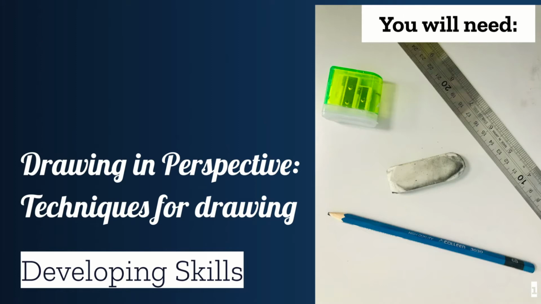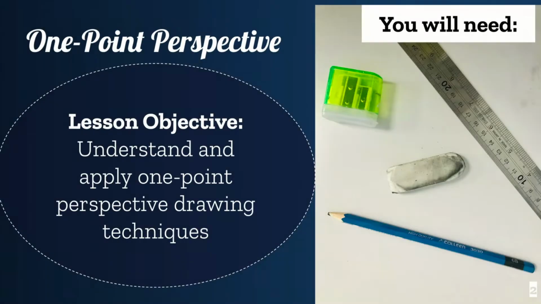Today we're going to be learning one-point perspective. Hopefully by the end of this session, you will have a basic understanding of one-point perspective and how to apply it in your own drawing. You will need a ruler, pencil sharpener, and an eraser.